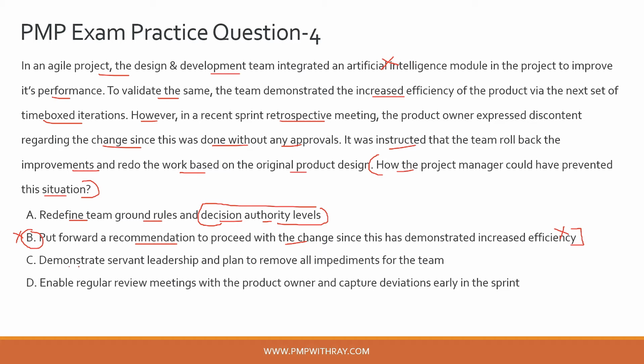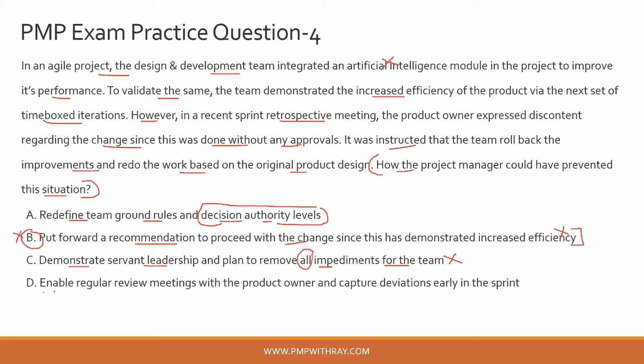Option C, demonstrate servant leadership and plan to remove all impediments from the team. Now this is a very generic option, guys. I hope none of you have selected it. And also look at this superlative, all. Okay, so removing all impediments of the project just out of this single scenario looks quite a long shot to me, right? So that is why option C is also incorrect.